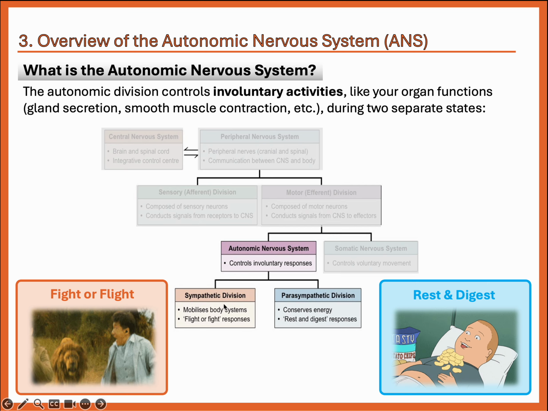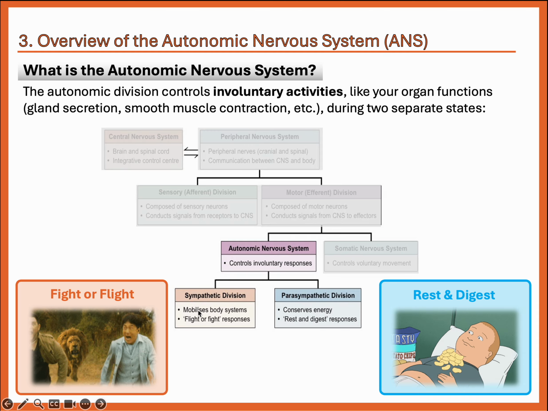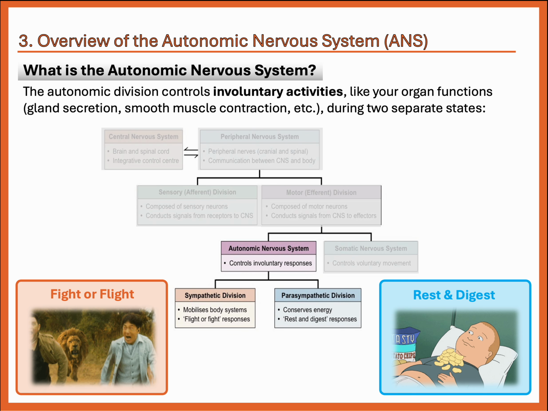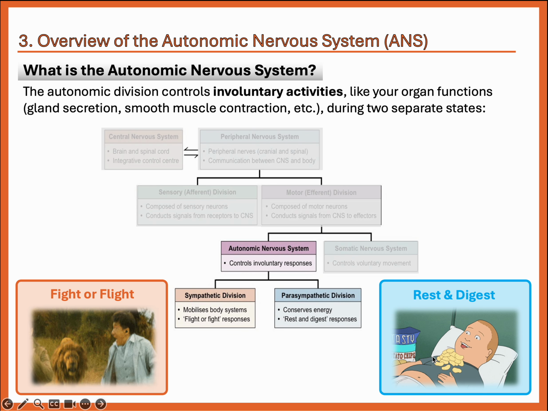So sympathetic is when you're in a state of stress, you need to mobilize the body systems to fight and to flight away from the tiger that's running after you. So this is often called the fight or flight, right? You're trying to get all your heartbeat ready, your breathing rate, your glucose in your blood so that you have enough energy to fight off this thing.